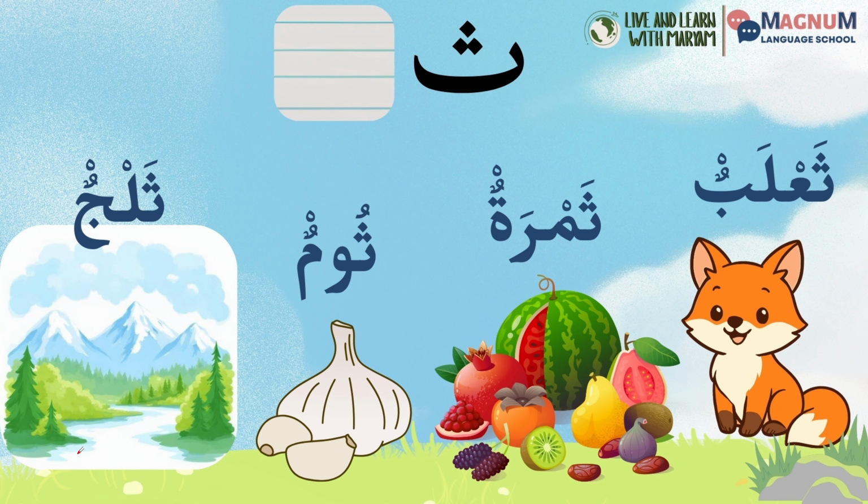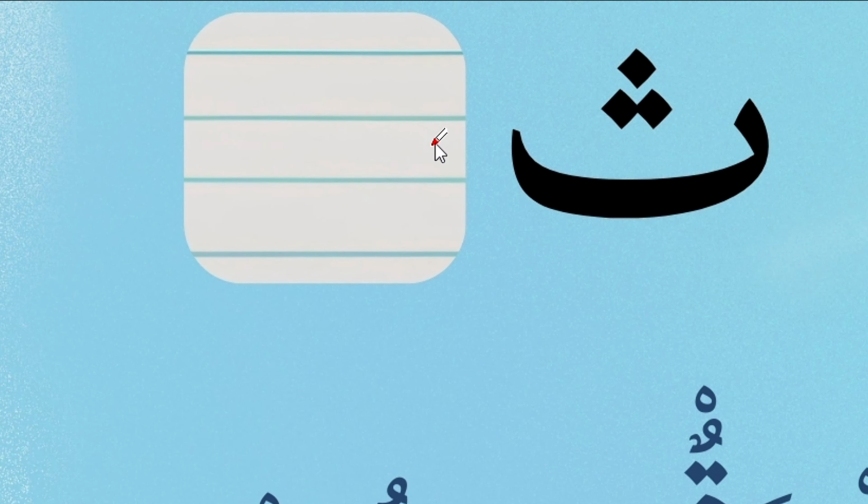The fourth letter is Thaa. Thaa for Thalabun. Thalabun means fox. Thaa for Thamratun. Thamratun means fruit. Thaa for Thumun. Thumun means garlic. Next we have Thaljun. Thaljun means snow. How do we write this letter? Thaa. Exactly same as Ba and Ta with three dots above it.